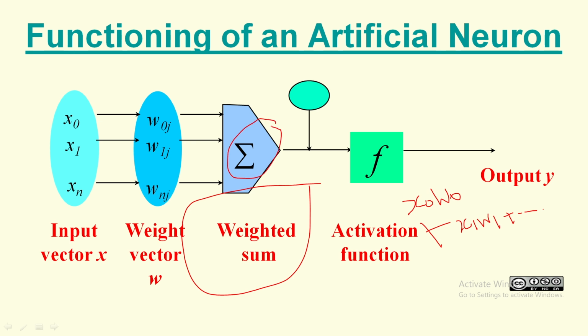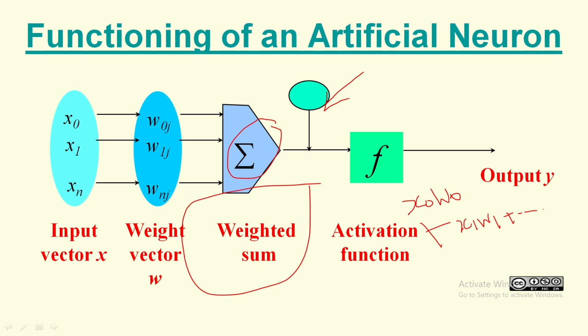Once the summation part is over, then you need to apply the activation function. The reason why we need the activation function, the reason why we need weights, and other parameters like bias, in order to make the artificial neuron more effective for certain kinds of problems, we will discuss in the subsequent lectures.